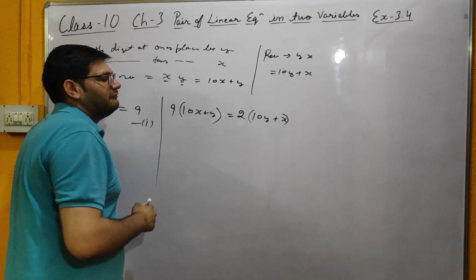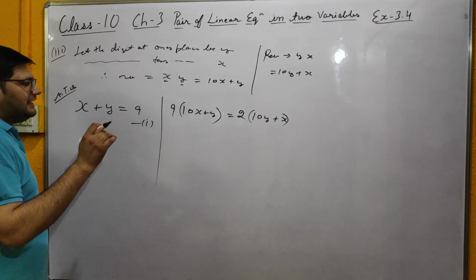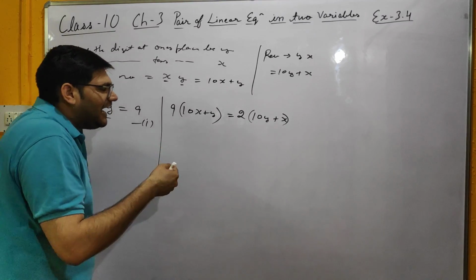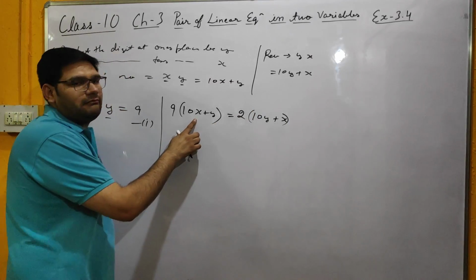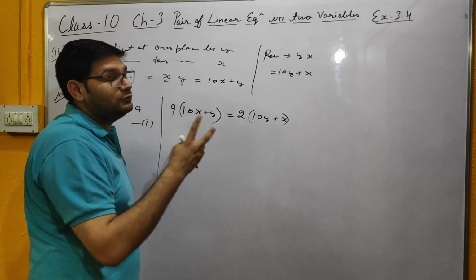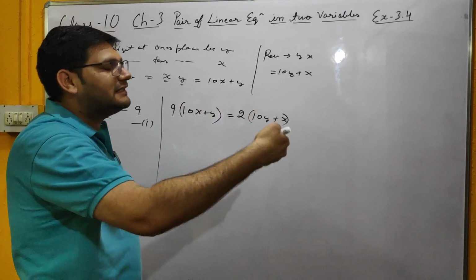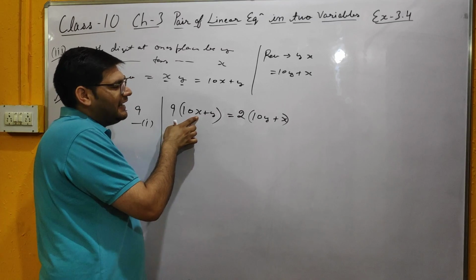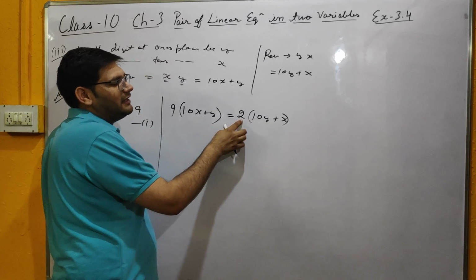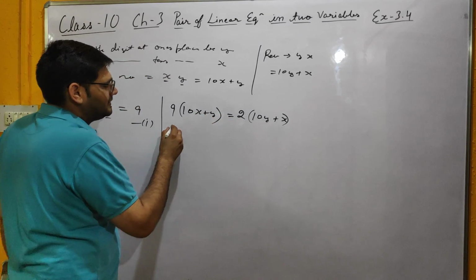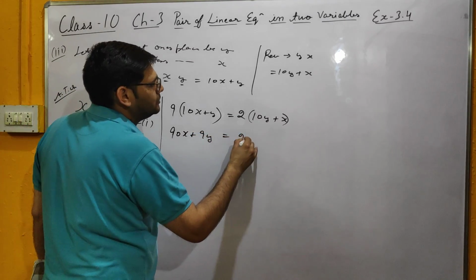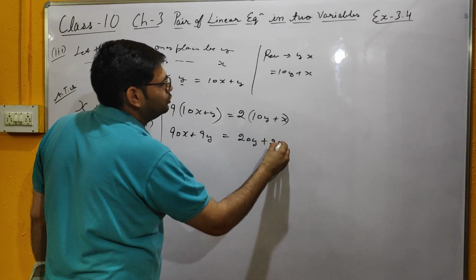So this will be the second equation, but listen once again. He's saying that the sum of the digits x plus y is 9. Now 9 times this number, what is this number? This is 10x plus y. 9 times this number is equal to twice the number obtained by reversing the digits. So instead of x, write y, and instead of y, write x. Reverse the digits, multiply 2 in it, it will be equal. So here it is 90x plus 9y equals 20y plus 2x.